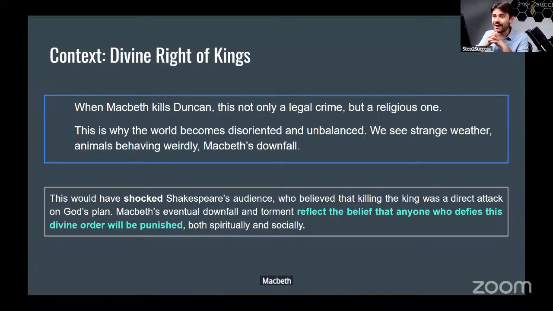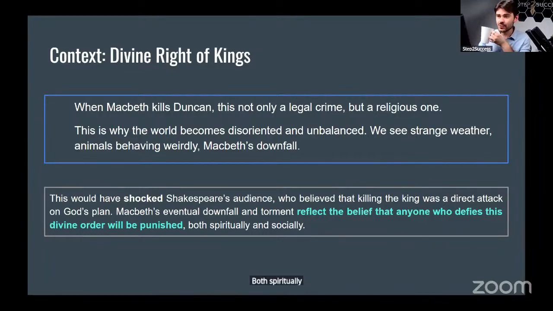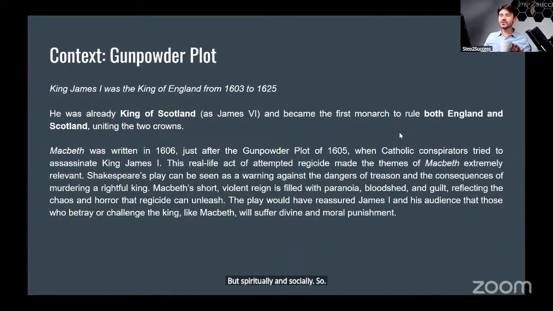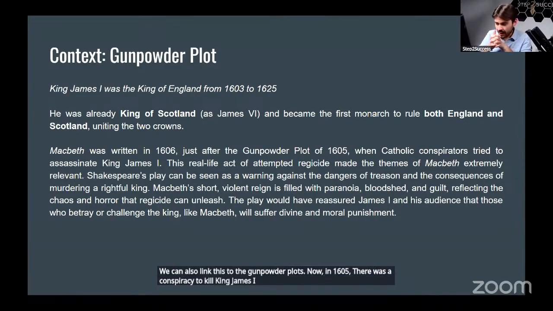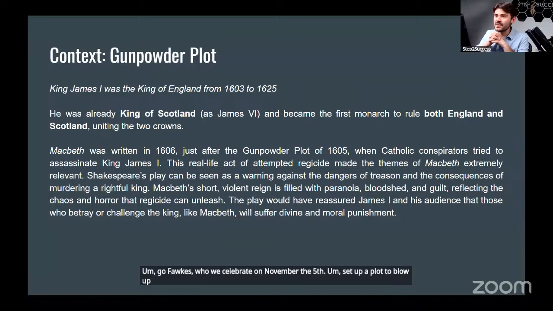Macbeth's eventual downfall and torment reflect the belief that anyone who defies the divine order will be punished, both spiritually and socially. So, we can also link this to the Gunpowder Plot. Now, in 1605, there was a conspiracy to kill King James I. Guy Fawkes, who we celebrate on November the 5th, set up a plot to blow up Parliament with the king in it, therefore killing the king.